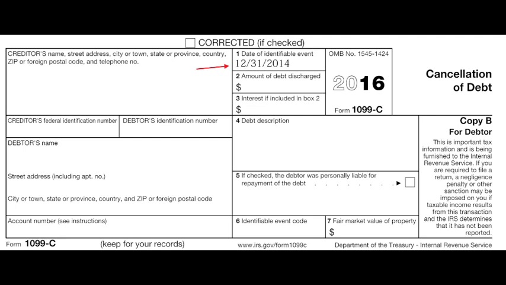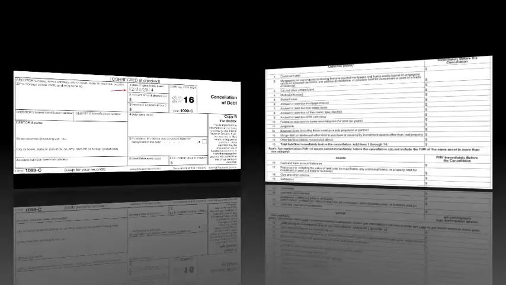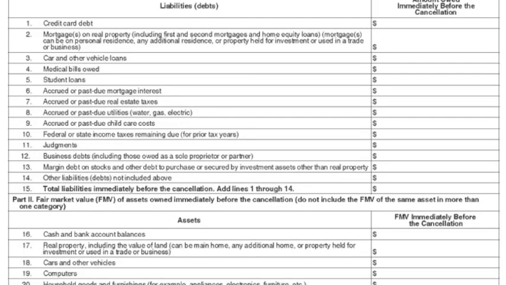So in other words, if the debt was canceled on December 31st, 2014, then you need to complete the insolvency worksheet with that date in mind. So what was the amount that you had in your bank account on December 31st, 2014? How much did you owe credit cards on that date? And so on. Now make sure on this form that you also include the debt that was canceled.